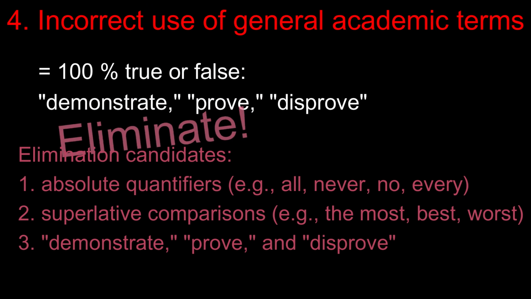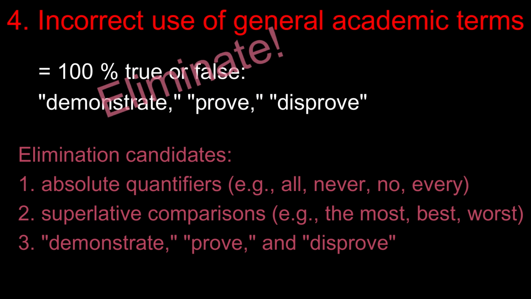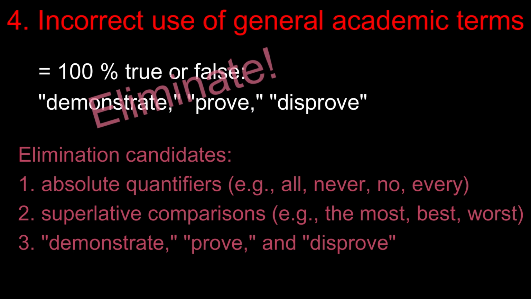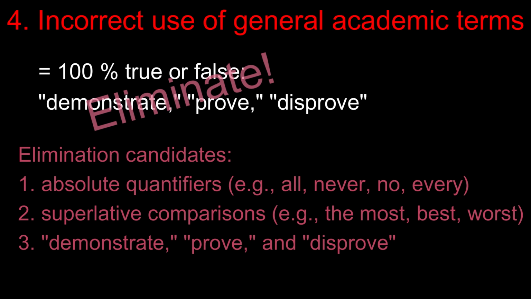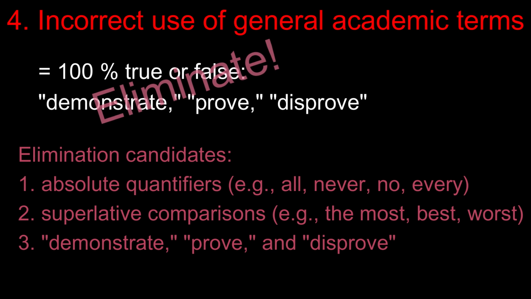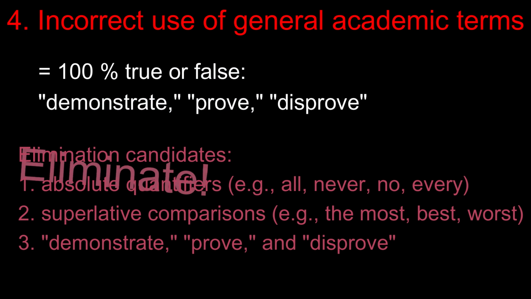Therefore, when you encounter these words, in addition to absolute quantifiers, e.g. all, never, no, every, and superlative comparisons, e.g. the most, best, worst, these can serve as red flags that the statement may be making an overly absolute claim and can often be eliminated unless the context genuinely warrants them. By focusing on these indicators, you can effectively narrow down your answer choices.